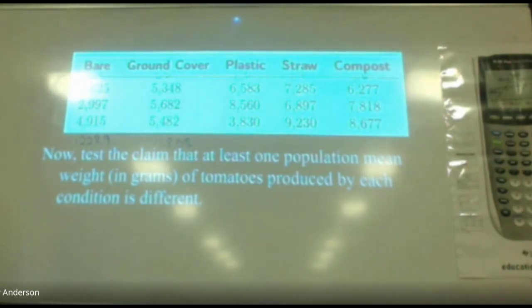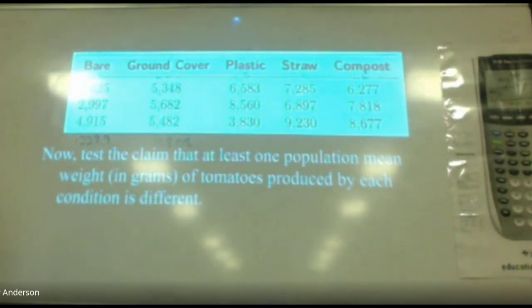We were not given an alpha, so what's the automatic alpha that we use kind of by default? Anybody remember? 0.05. So if our P value is less than 0.05, what would our conclusion be? Are these means all the same probably, or are they not?